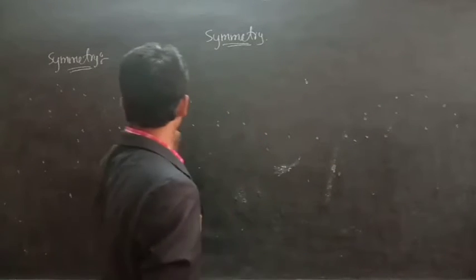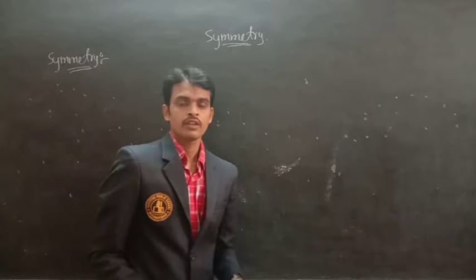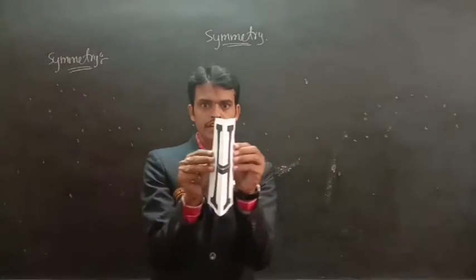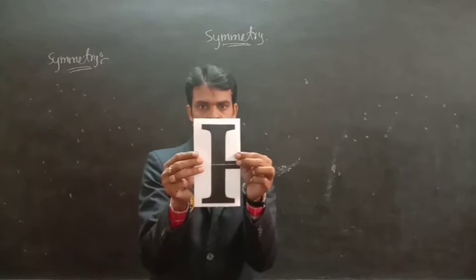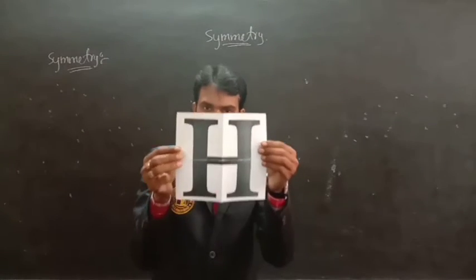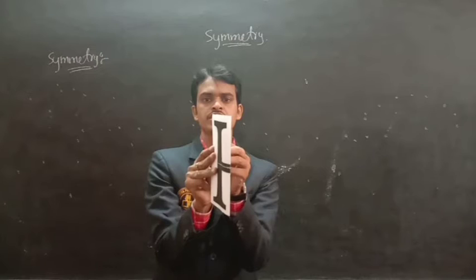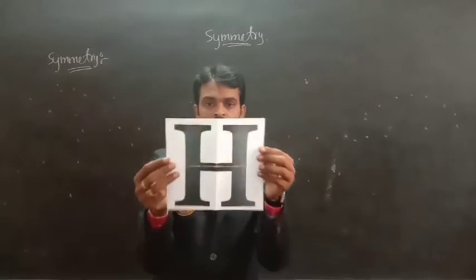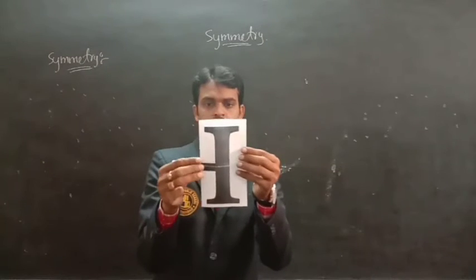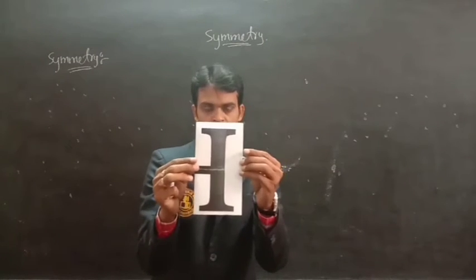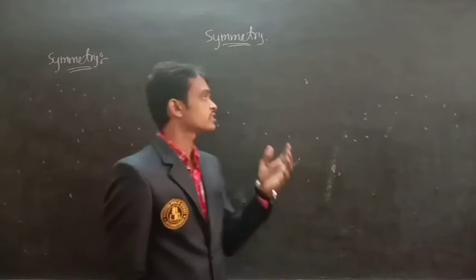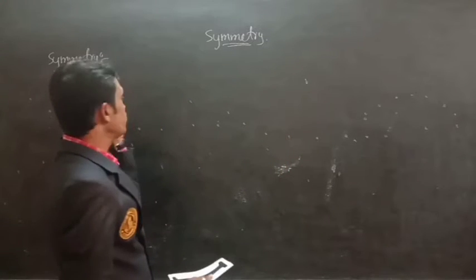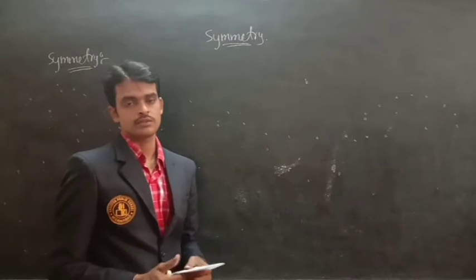So one more time, the definition of symmetry: an object is divided into two equal parts, or an object is divided into two parts, and the two parts coincide, exactly match with each other, then it is called symmetry. So this is the definition of symmetry.